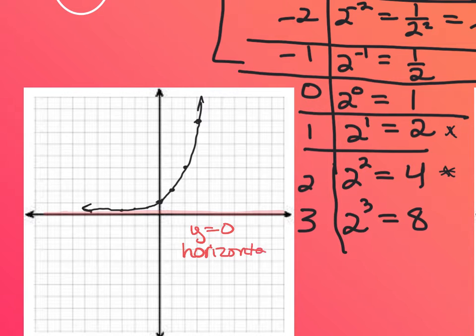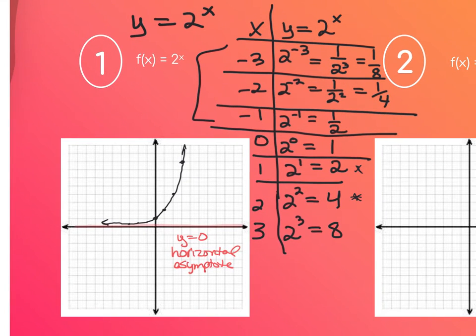Our graph is never going to cross this horizontal asymptote. So all of our basic exponential functions have a horizontal asymptote at the x-axis, at y = 0. Now, if our graph gets shifted up or down, then our asymptote will also shift along with the graph. And we're going to see that in the last couple of examples that we're going to do here.